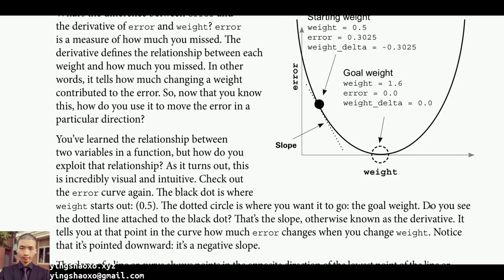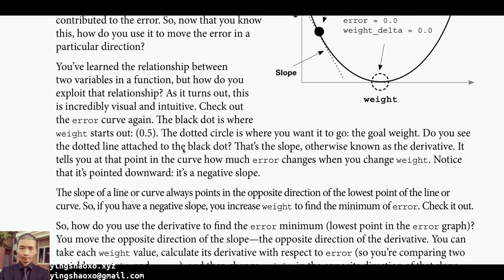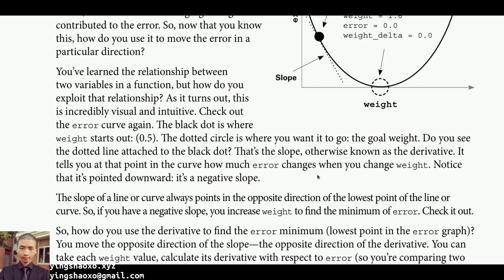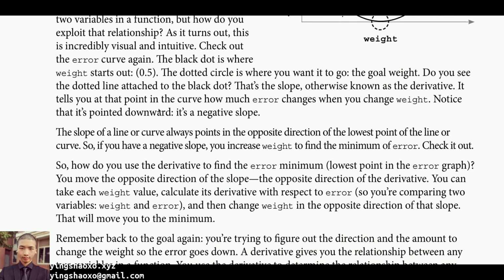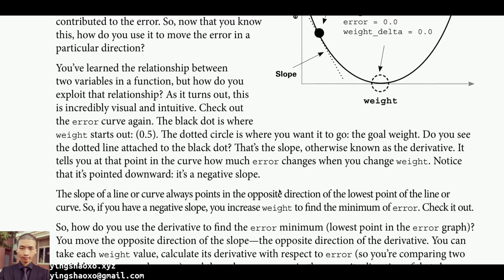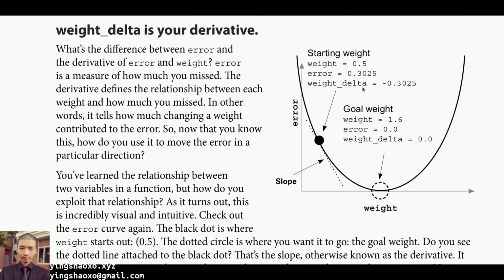Do you see the dotted line attached to the black dot? That's otherwise known as the derivative. It tells you at that point in the curve how much error changes when you change the weight. Notice that pointing downward is a negative slope. Here you can say the weight delta in here is a negative number.